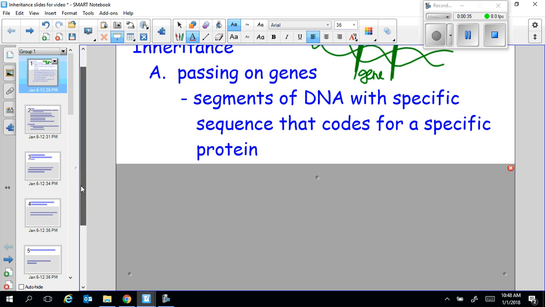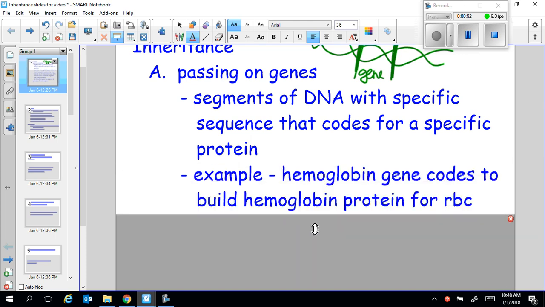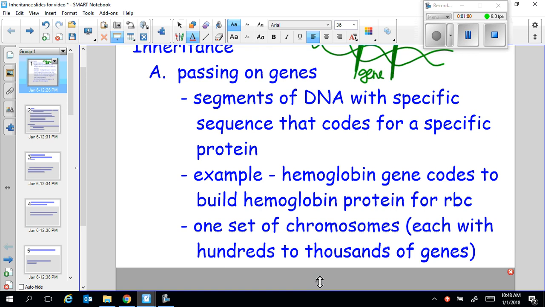And as we go through this lesson today, it might be coding for the length of your finger or the color of your fur or whatever trait we are studying. That all goes back, the protein production always goes back to the genes. So for example, you've got the hemoglobin gene coding to build the hemoglobin protein for your red blood cells. One set of chromosomes, each with hundreds to thousands of genes.